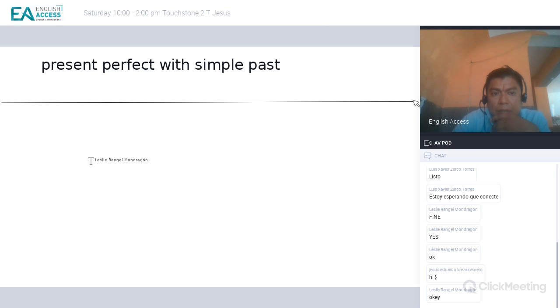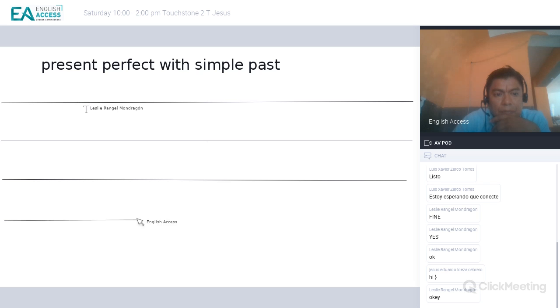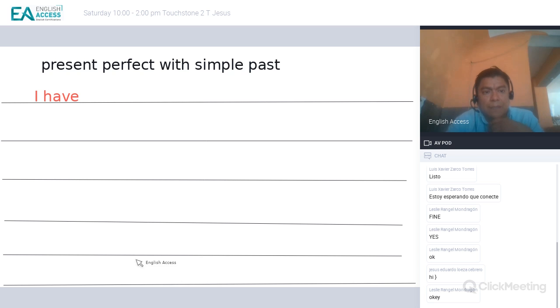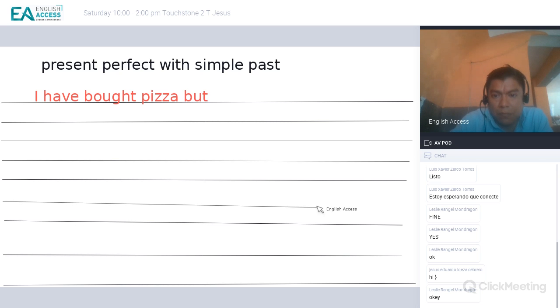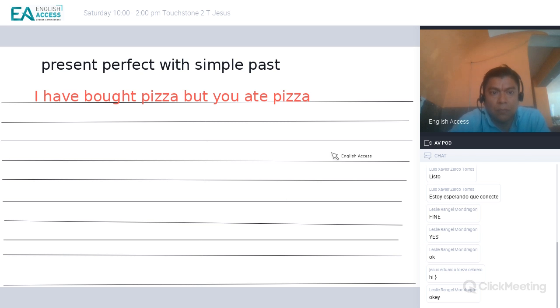Okay, so there goes 1, 2, 3, 4, 5, and 6. Good job, Leslie. Continue. I have, and look, we can make more lines over here. Very good. Yes, Leslie, that works.